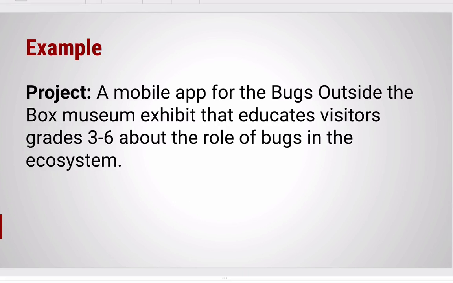As an example, let's look at this project description. A mobile app for the Bugs Outside the Box museum exhibit. It's a traveling exhibit that goes to different museums that educates visitors grades 3 through 6 about the role of insects in the ecosystem. So if this is my project description, I'm going to make some kind of mobile experience for Bugs Outside the Box museum exhibit that educates kids, grades 3 through 6, about the role of bugs in the ecosystem. There's some things I don't really know that I need to know to be successful here.